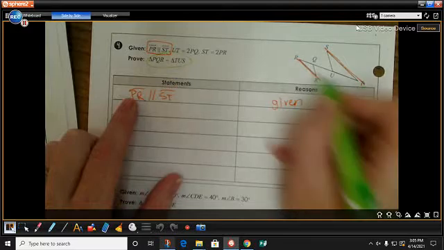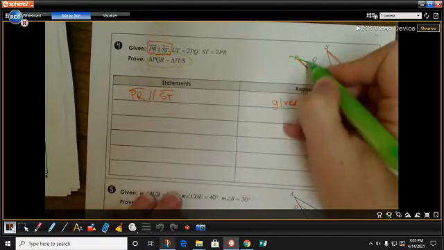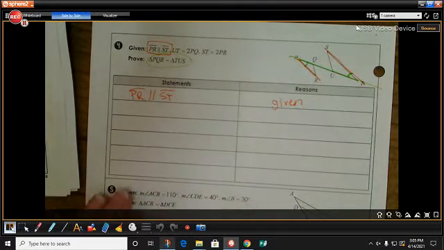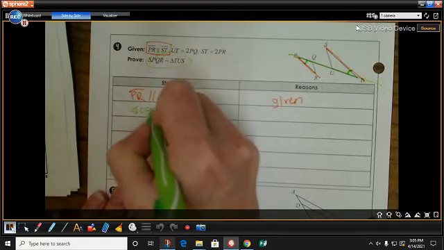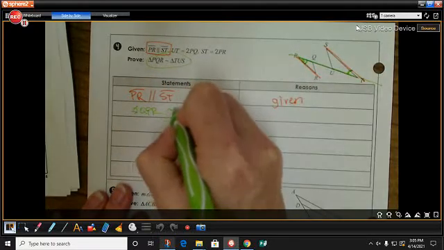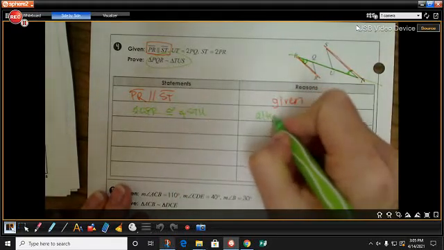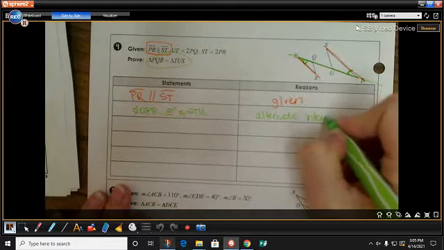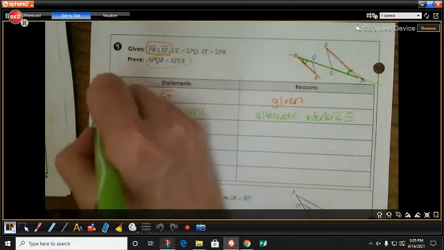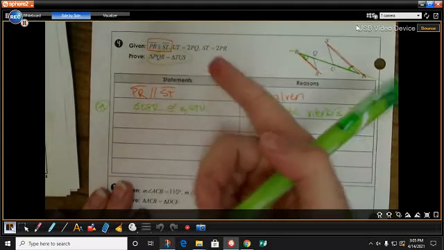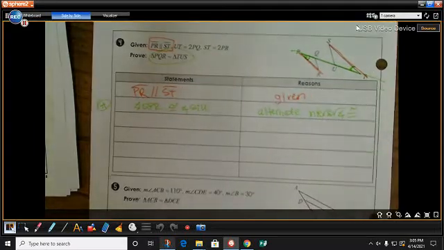Since these lines are parallel, they are being cut by a transversal, so these alternate interior angles are going to be congruent. So I can say angle QPR, that's this guy right here, is going to be congruent to angle STU because those are alternate interior angles. So alternate interior angles are congruent. Well, that's a set of angles. So I either need another set of angles congruent or I need a set of sides to be proportional.